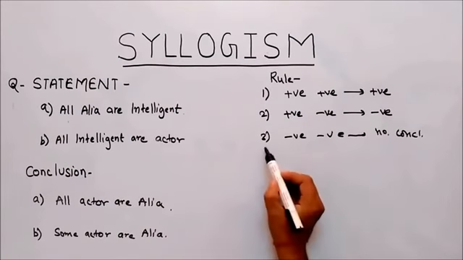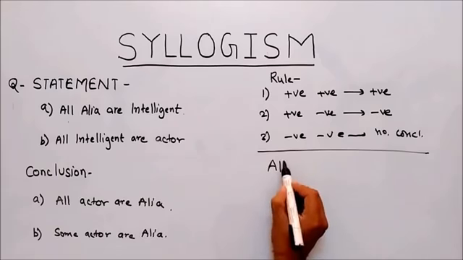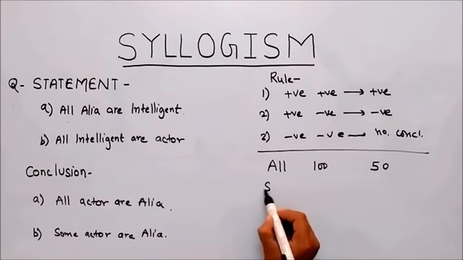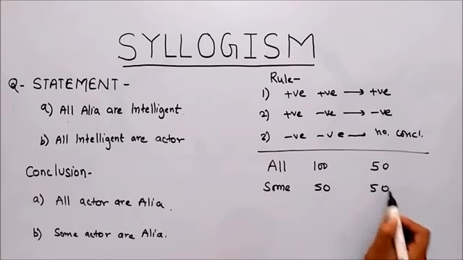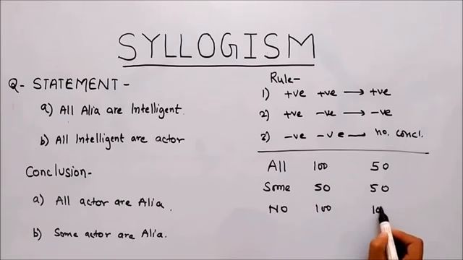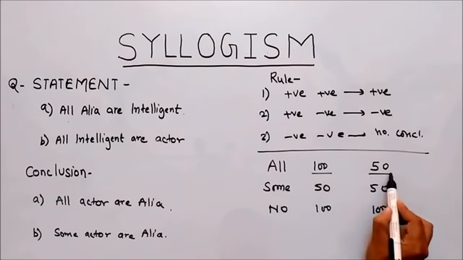Now second rule, we have certain values for codes. For example, for all we have 150. For some, the code is 50 and 50. For no, it is 100 and 100. Here 100 is the subject and 50 is the object.